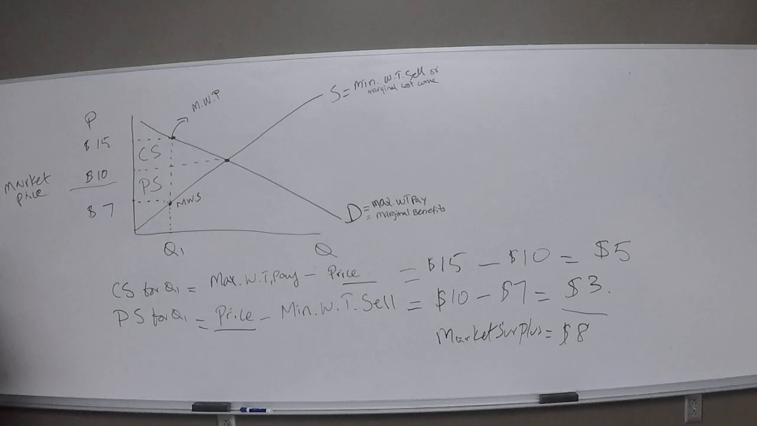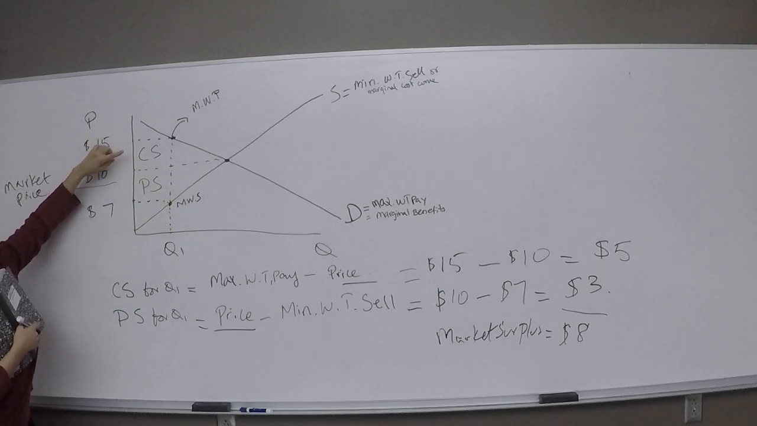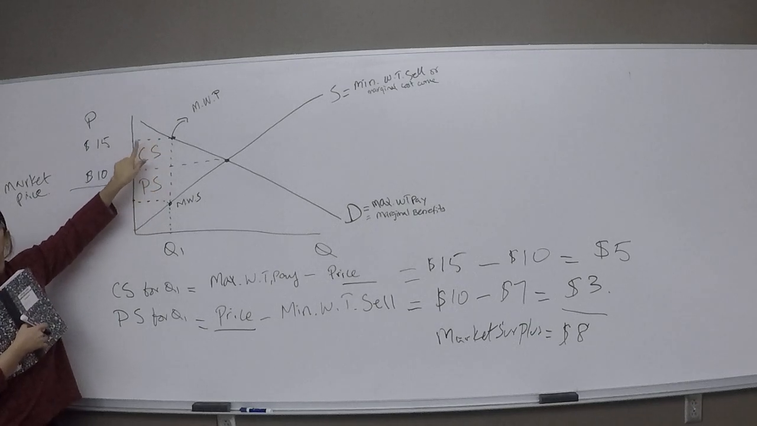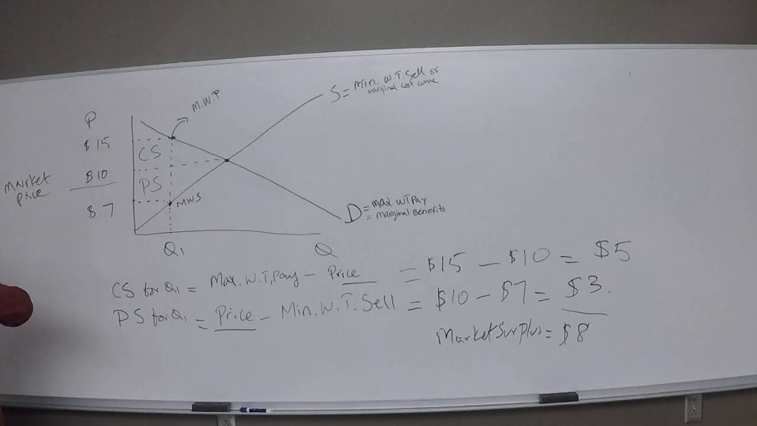Making sense? So it's not this whole area, okay? It's just this box and this box. This area is something else. We'll talk about it.